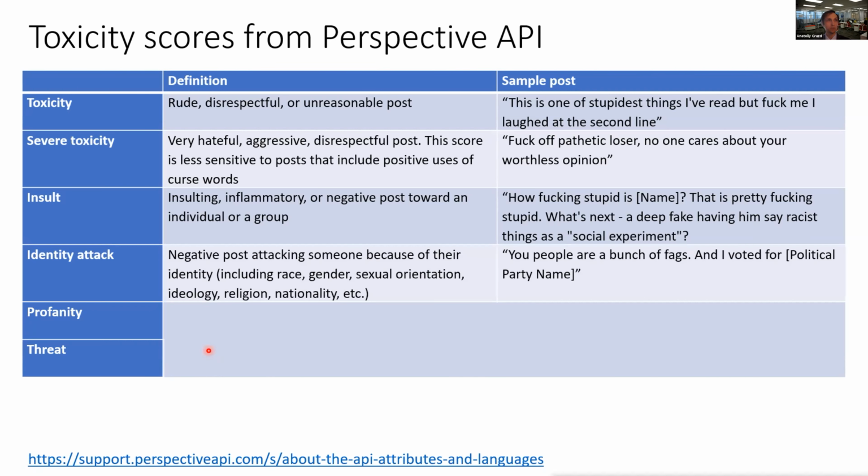Now, there is also a subcategory of posts called identity attacks. Those are negative posts attacking someone because of their identity. It could be race, gender, sexual orientation, ideology, religion, nationality, and other identities. An example could be: you people are a bunch of Fs, and I voted for, and the name of the party.